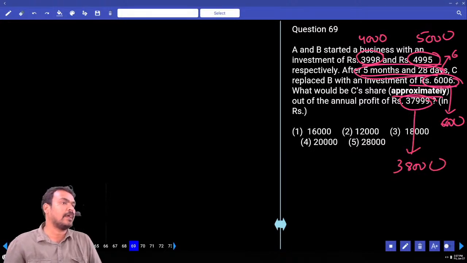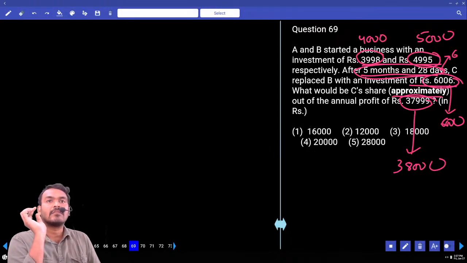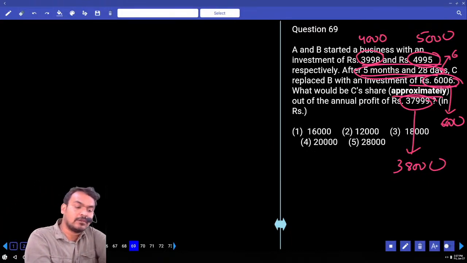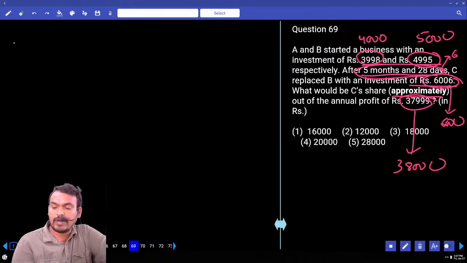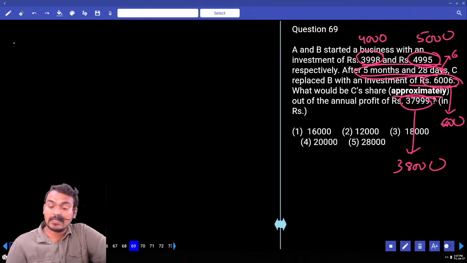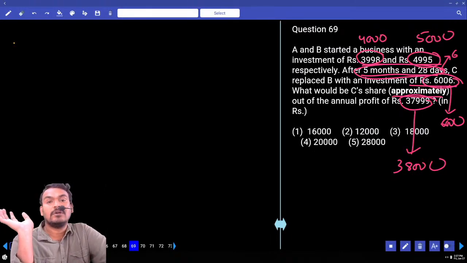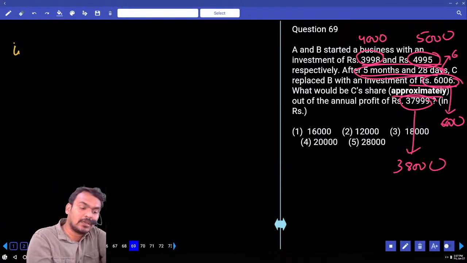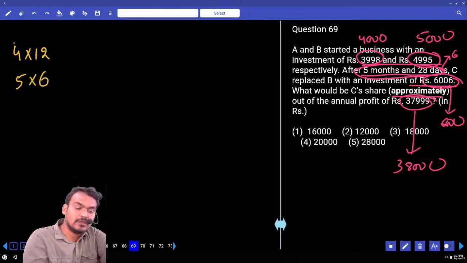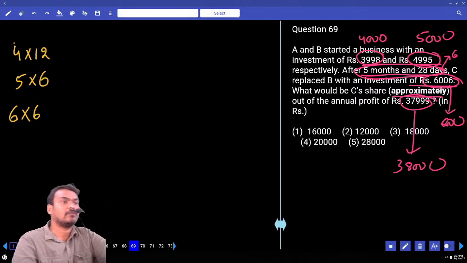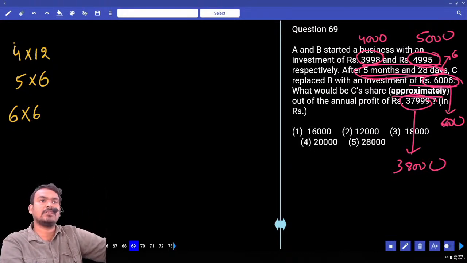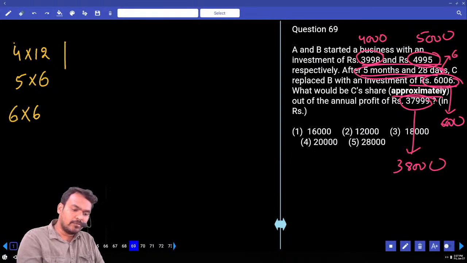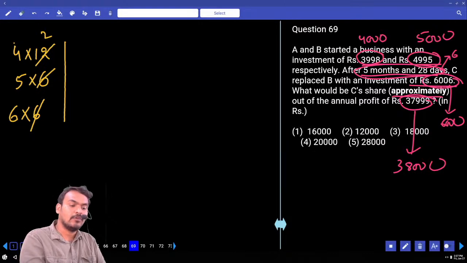Because all the options end with 3 zeros or not? Okay. First, what is the A investment? 4,000. What is the B investment? 5,000. After 6 months, which one joined? C joined. C replaced B with an investment of how much? 6,000. Means 4 parts are used for how many months? 12 months. 5 parts are used for 6 months. 6 parts are used for 6 months or not? 4,000, 5,000, 6,000. 3 zeros are cancelled or not? 4 into 12, 5 into 6, 6 into 6. All are in 6 multiples or not? 6, how many times? 2 times. 4 2s are how much?